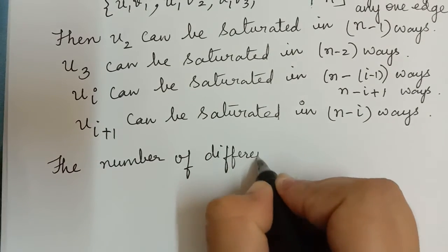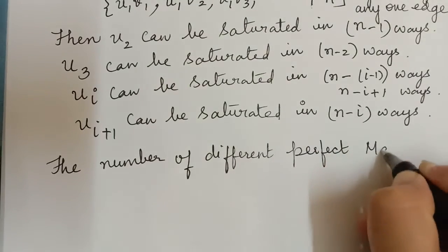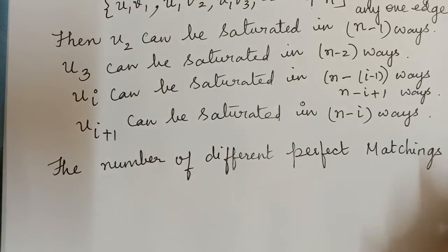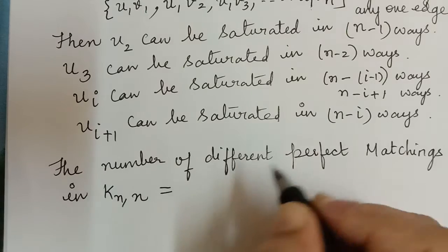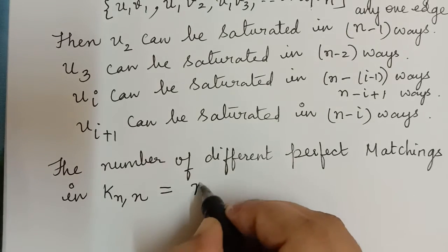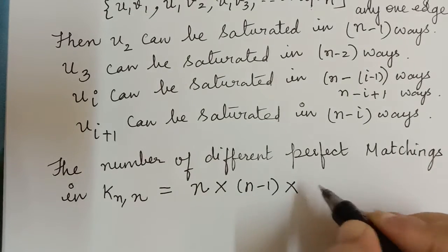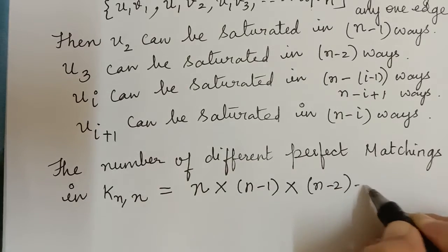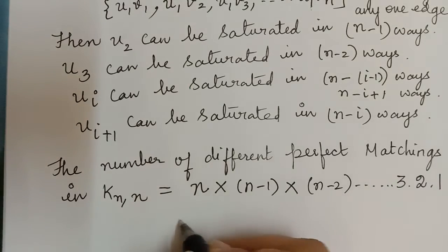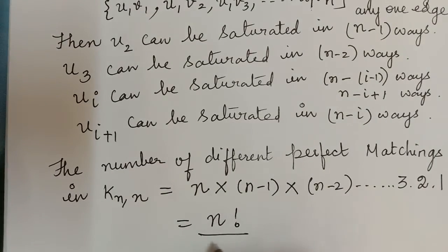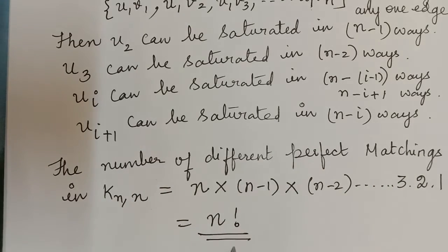So like this, if we keep on doing, we can find that the number of different perfect matchings in K n comma n will be equal to: the vertex u1 can be done in n ways, vertex u2 in n minus 1 ways, vertex u3 in n minus 2 ways. Like that, if we keep on doing, it will be 3 into 2 into 1. So this will be equal to n factorial. Therefore, the number of different perfect matchings in K n comma n is n factorial.